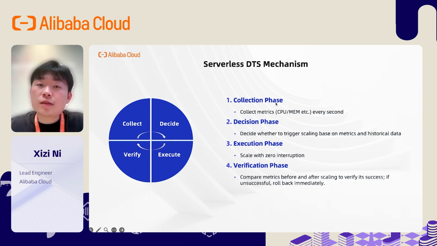First, in the collection phase, we collect metrics like CPU and memory every second, and we use those metrics and the historical data to decide whether to trigger scaling or not. If scaling is triggered, DTS will scale with zero interruption. After scaling, we will compare the metrics before and after the change. If the scaling doesn't improve performance as expected, we will automatically roll back right away to ensure stability.